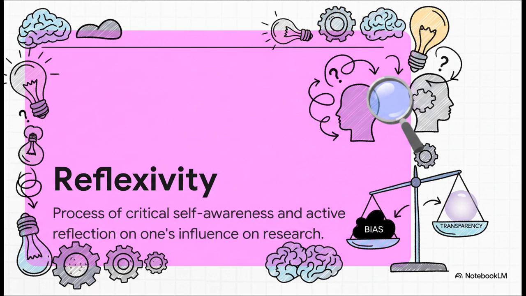And this brings us to a massive defining term for us: reflexivity. Our source material defines this as a process of critical self-awareness, introspection, and active reflection on your own influence on your research process. Now, here's the kicker. Reflexivity is not about eliminating your bias. Complete neutrality? That's basically impossible. Instead, it's about transparently acknowledging and managing that bias. By making these hidden influences explicit, you are actually supercharging the rigor and trustworthiness of your scholarship.